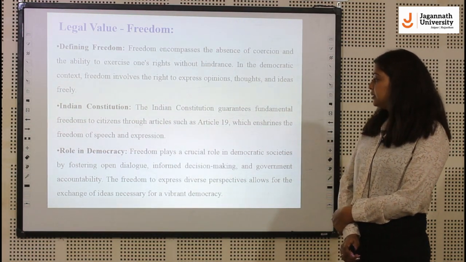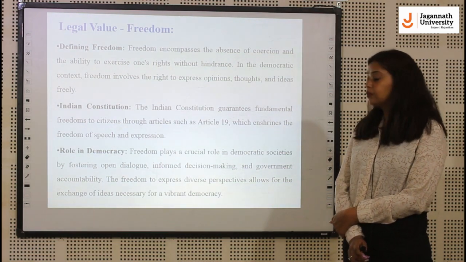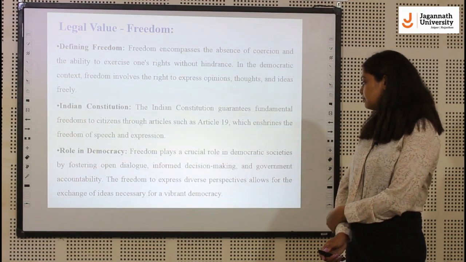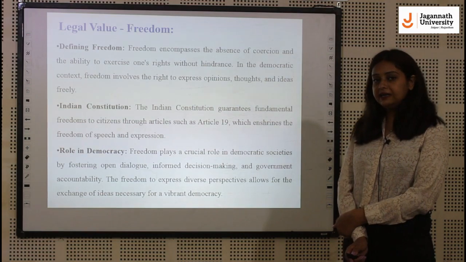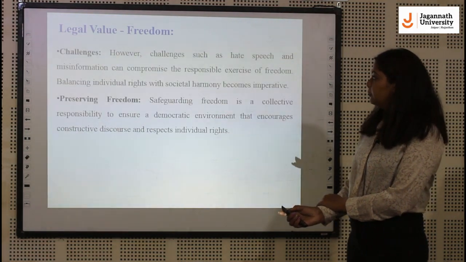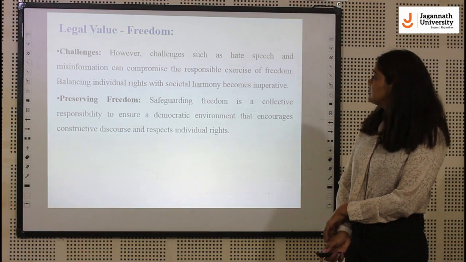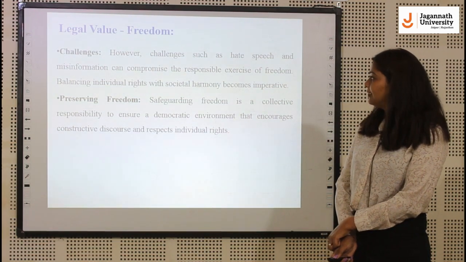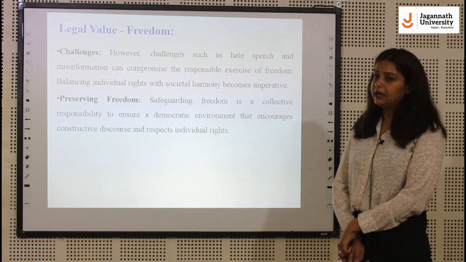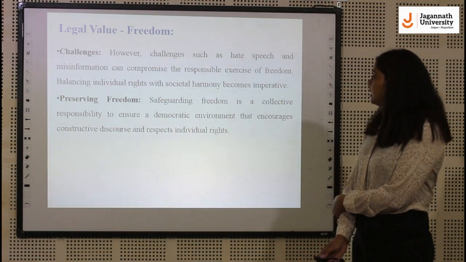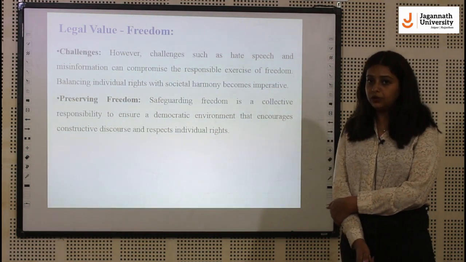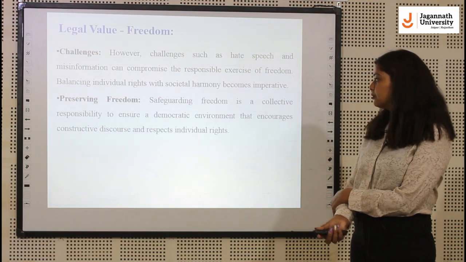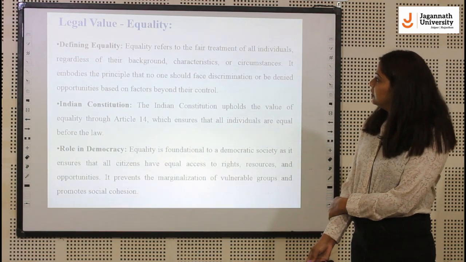Role in democracy. Freedom plays a very crucial role in a democratic society by fostering open dialogue, informed decision making and government accountability. The freedom to express diverse perspectives allows for the exchange of ideas necessary for a vibrant democracy. Challenges. However, challenges such as hate speech and misinformation can compromise the responsible exercise of freedom. Balancing individual rights with societal harmony becomes imperative. Preserving freedom. Safeguarding freedom is a collective responsibility of all of us, to ensure a democratic environment that encourages constructive discourse while respecting individual rights.